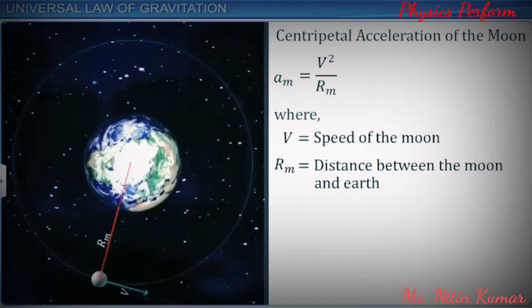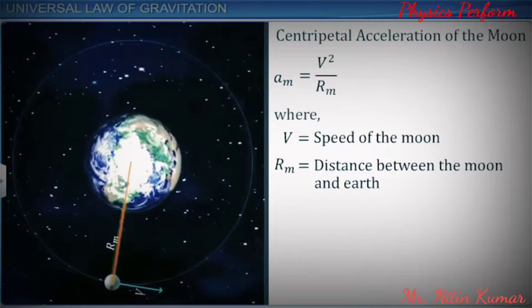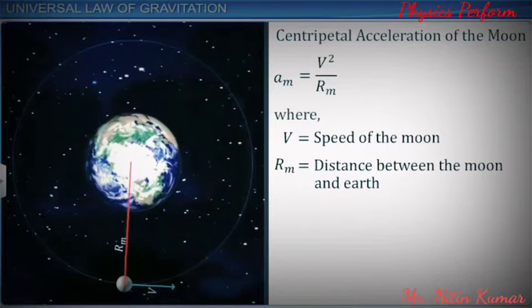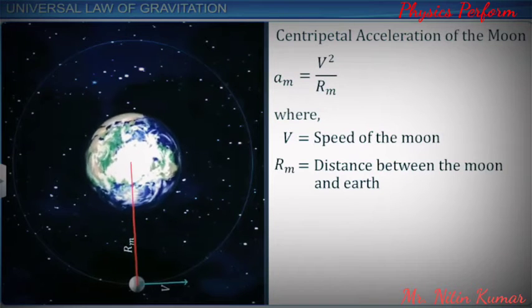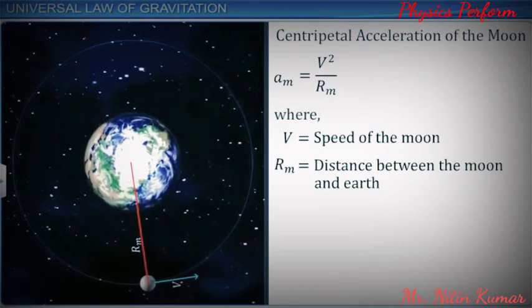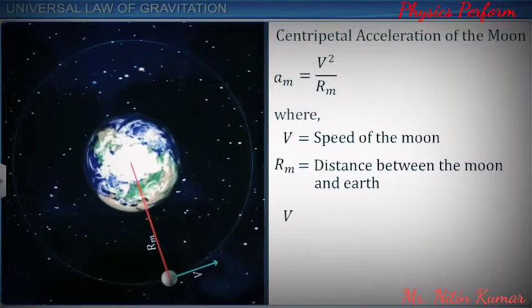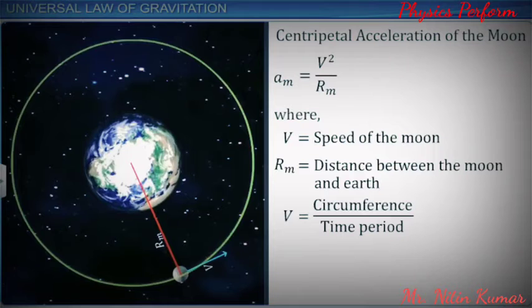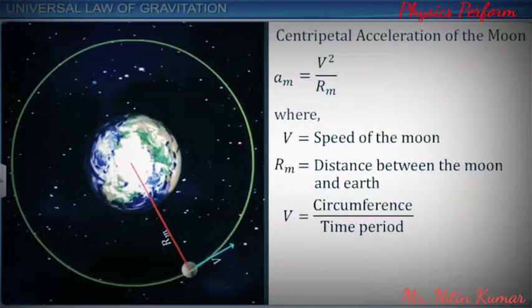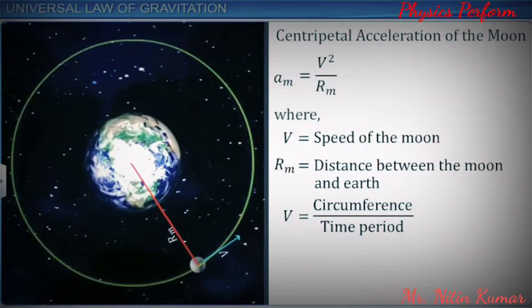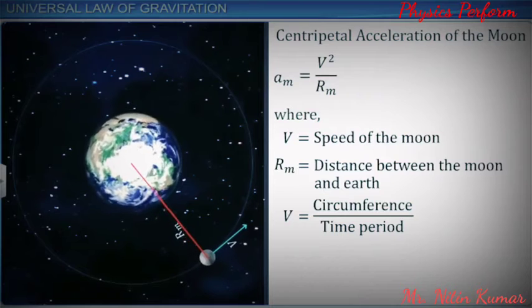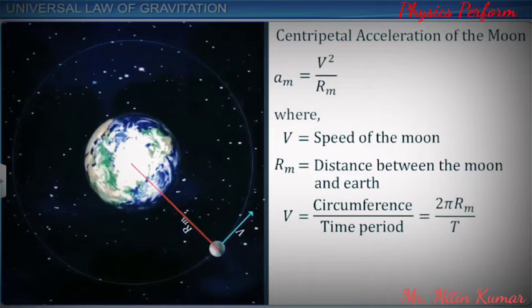Thus, the orbital velocity of the moon is equal to the circumference of the orbit divided by its time period, which is equal to 2 pi r_m divided by T. The expression on simplification gives us a_m equal to 4 pi square r_m by T square.